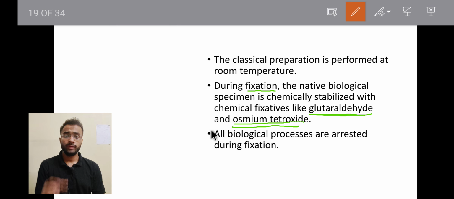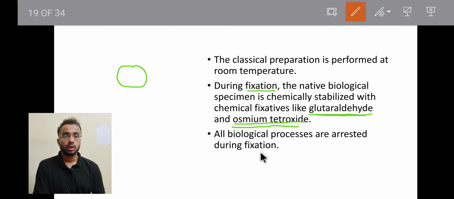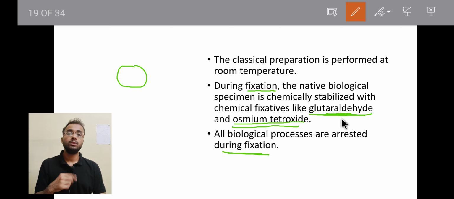Suppose we take a live tissue or a live cell. In this there are various physiological and biological processes going on. We have to arrest those processes, arrest those cycles, so that we can get a better image. So all biological processes are arrested during fixation, and these two chemicals are the fixative agents which we will use in sample preparation for electron microscopy.